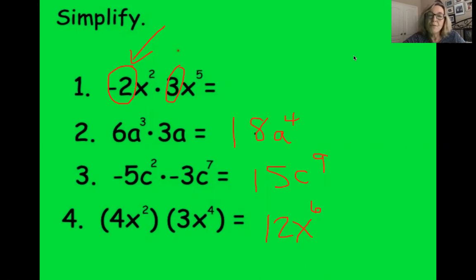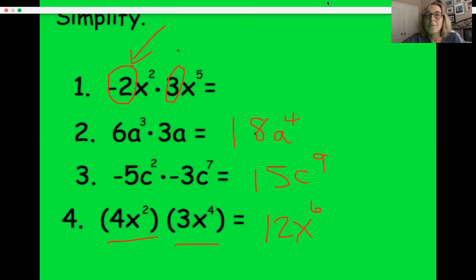All right, number 3, you multiply the coefficients of -5 and -3 to get +15. c squared times c to the 7th is c to the 9th. And then on the last one, it's written a little bit differently, but the concept is still the same. You read this problem as 4x squared times 3x to the 4th. So you multiply the coefficients to get 12, and then you multiply the x's to get x to the 6th power. How'd you do?